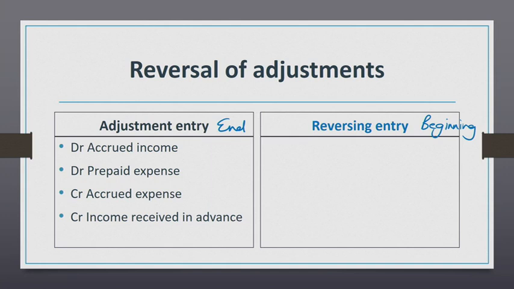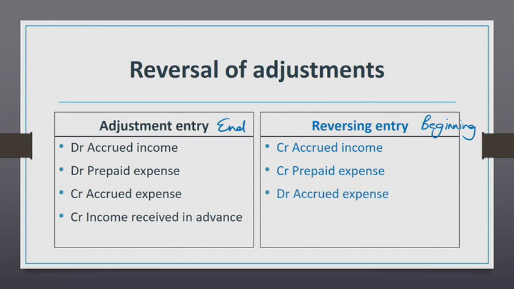But now, the beginning of the next year, we must reverse that. Then it will just be the opposite. Now we are going to credit the accrued income. We're going to credit prepaid expense. We're going to debit accrued expense and debit income received in advance. Obviously, you don't study these. You must make sure you know these. If you know the adjustment, this is what we normally work with. If they refer to a reversal that was not done, then you know it's just the opposite.